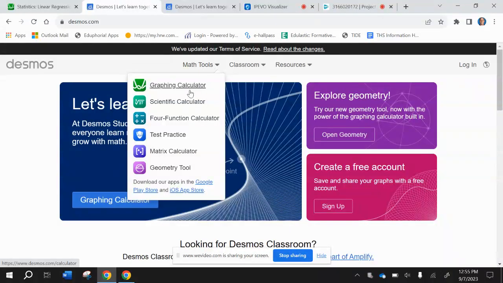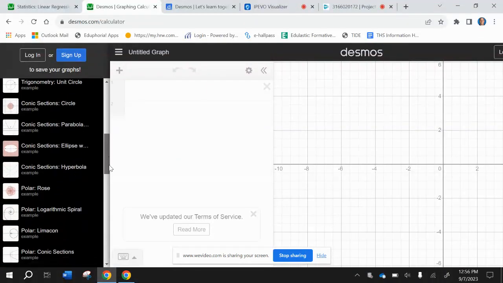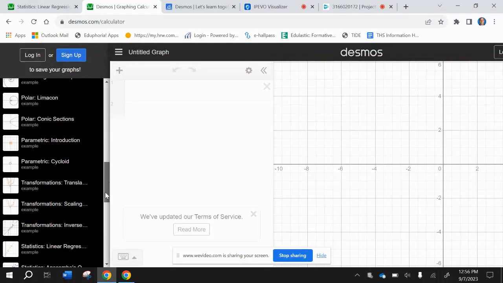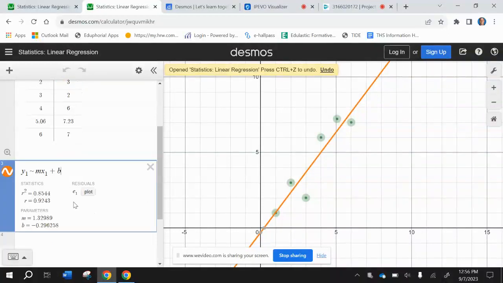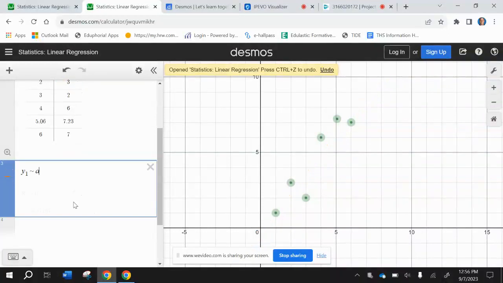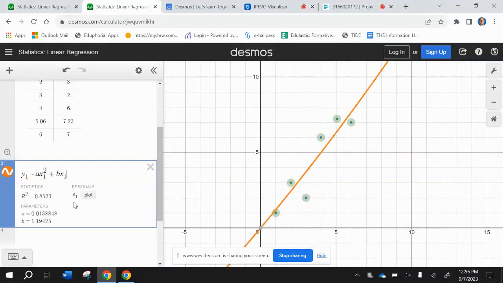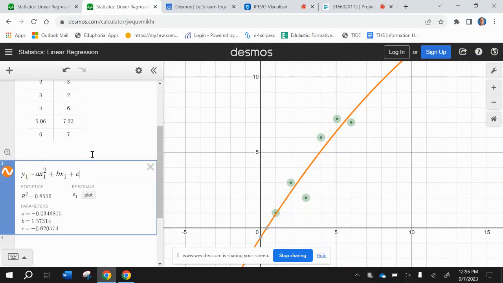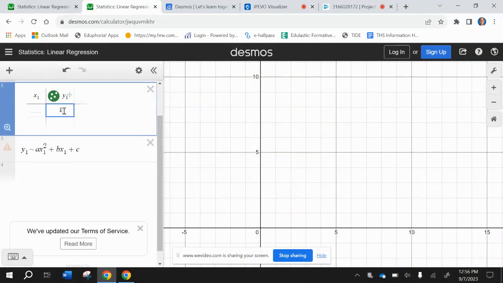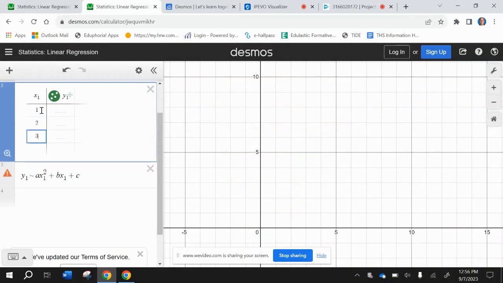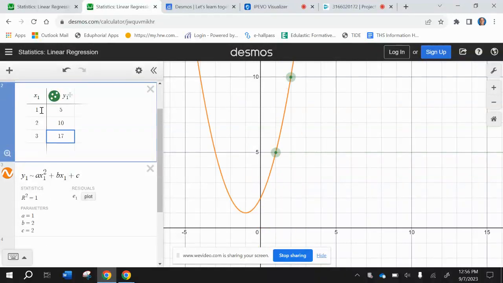Let's try quadratic. So graphing calculator. Statistics, open graph. Now, we did linear, but now we want to try quadratic. So that's a x1 squared plus b x1 plus c. So now we have the quadratic regression. So now we're going to change our table. And then we have 1, 2, 3, 5, 10, 17.